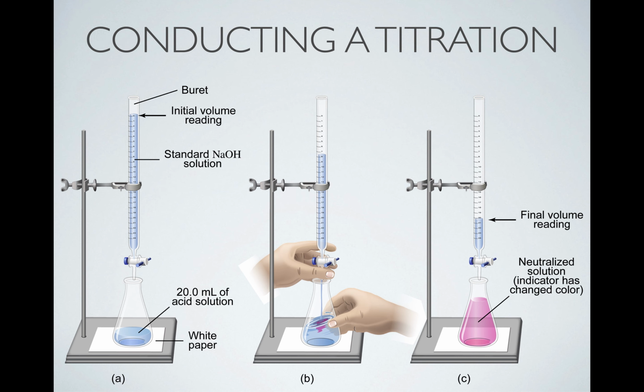So that's how you design a titration. You design it with the best endpoint to see, and then you put whatever needs to go into the burette and whatever needs to go into the bottom. Doesn't matter which one's unknown.